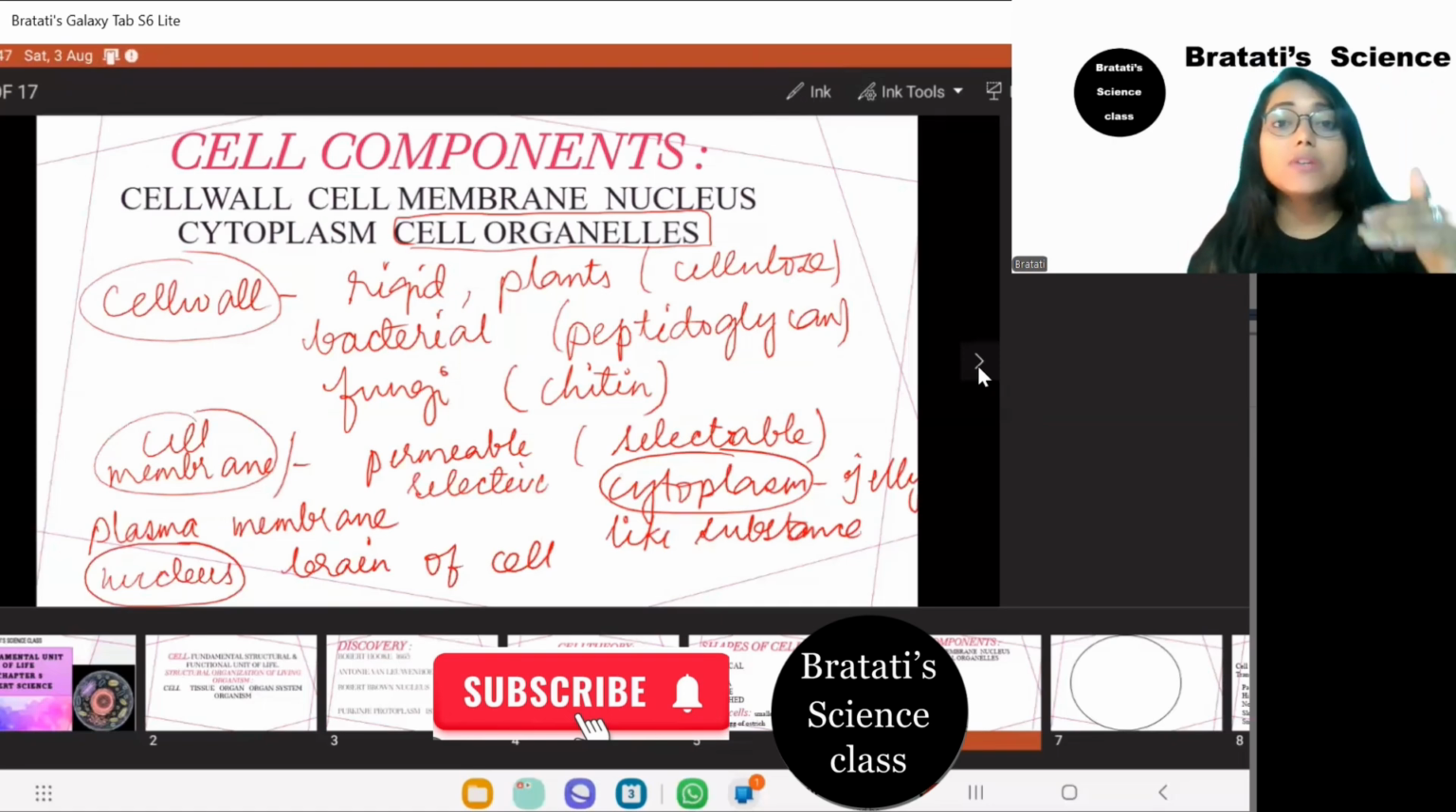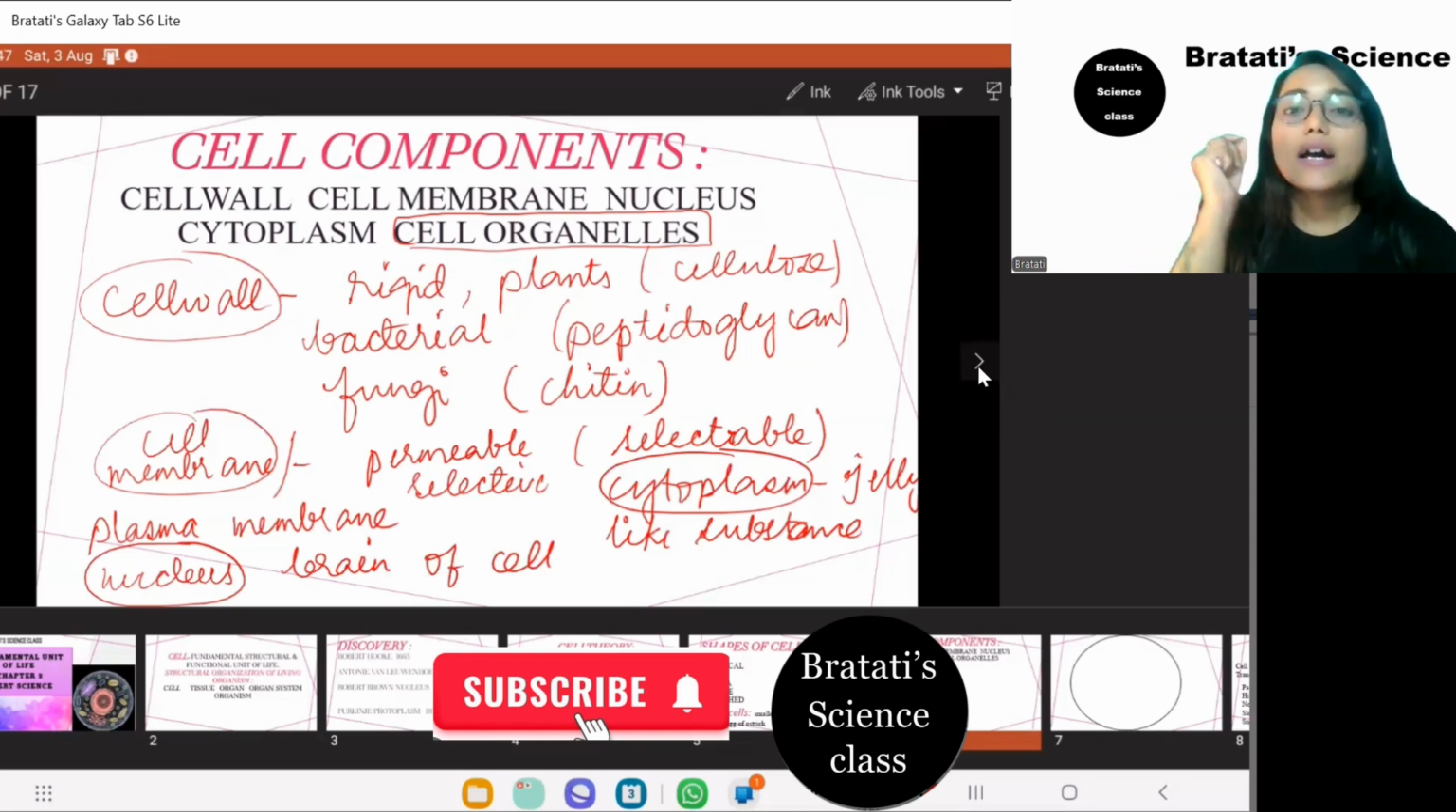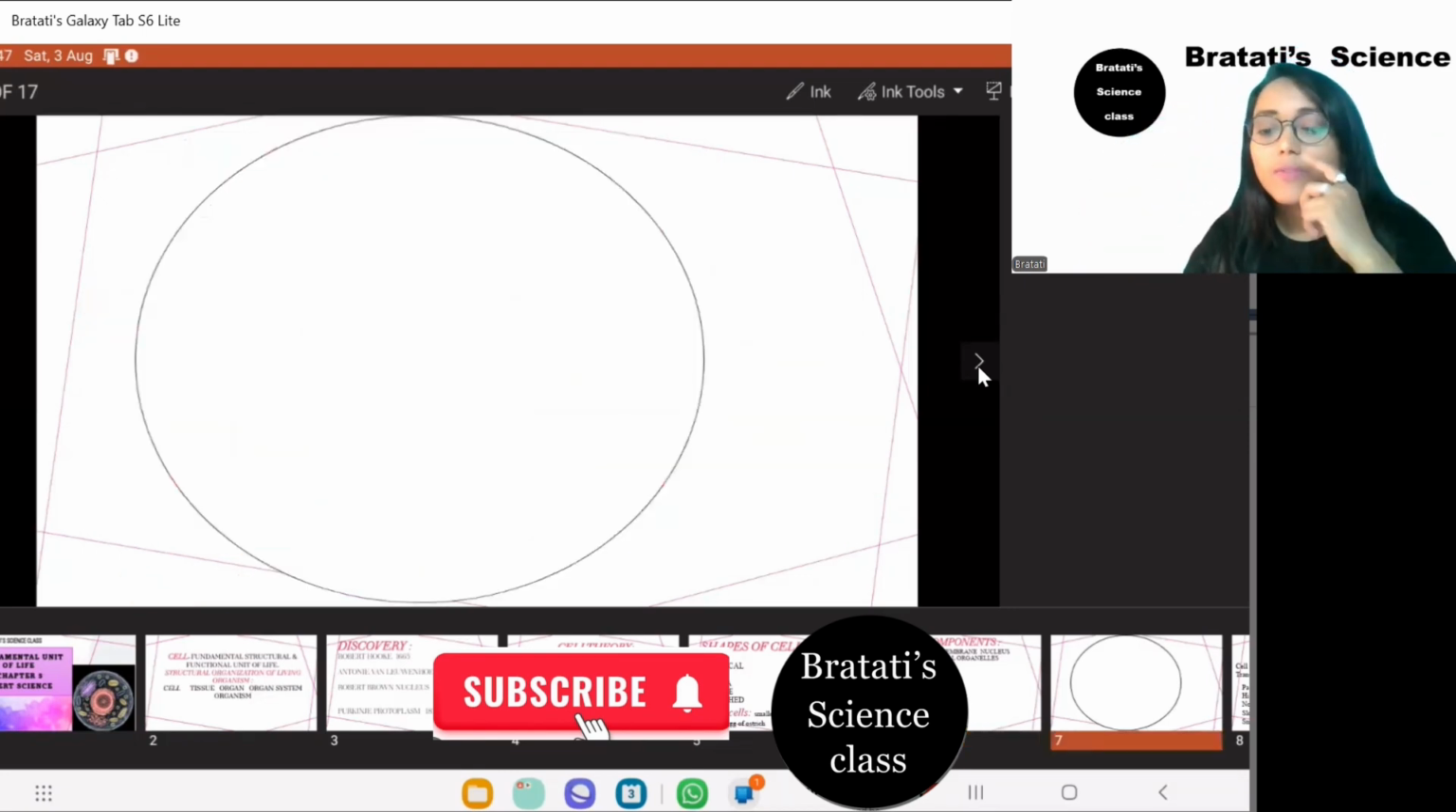Next comes the cell membrane, which is present in all kinds of living organisms, which is selectively permeable because it selects some of the substances to pass to and from the cell. Cell membrane also has the name plasma membrane. Nucleus is the brain or the control center of the cell. Cytoplasm is the jelly-like substance present in the cell which holds the membrane-bound cell organelles. Clear?